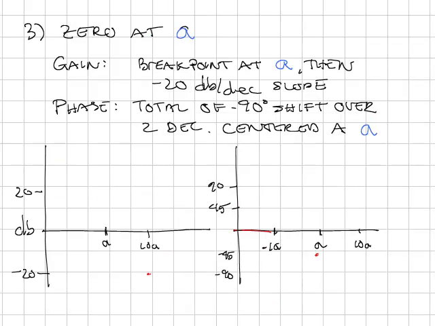A 0 at A produces the same effect as a pole at A, except the graphs are reversed. So a 0 at A has a breakpoint at A and then a plus 20 dB per decade slope. So the graph goes like this. It's 0 until we get to A, and then a plus 20 dB per decade. There's 20 dB, there's 1 decade, and the slope continues. The phase has a total of plus 90 degrees of shift over 2 decades, centered about A. So there is A, 45, and the slope does something like this, and the phase does something like that. That's a 0 at A.